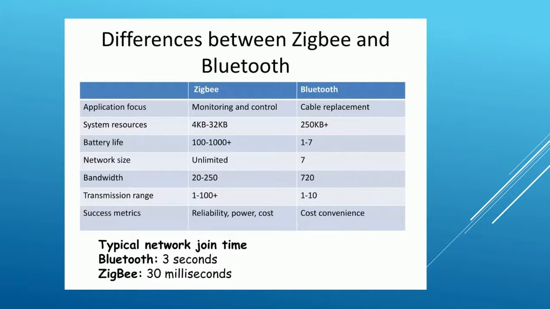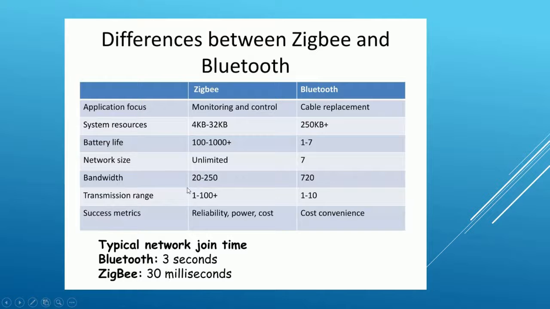Difference between Zigbee and Bluetooth. Application focus: in Zigbee, monitoring and control; in Bluetooth, cable replacement. System resources: Zigbee 4 to 32 kilobytes, Bluetooth 250 kilobytes. Battery life: Zigbee 100 to 1000 days, Bluetooth 1 to 7 days. Network size: in Zigbee it is unlimited, and in Bluetooth it is 7.